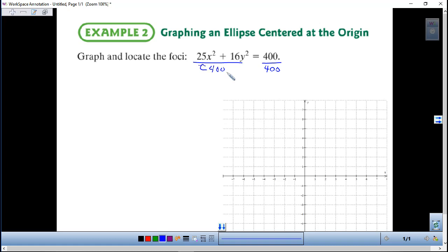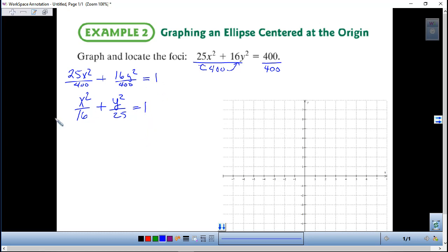Over here, remember, you have to divide 400 into both parts. So you've got 25 x squared over 400 plus 16 y squared over 400. And all you want to do now is just simplify that. Well, 25 will go into 400 16 times. So you get x squared over 16, and then 16 goes into 400 25 times. So you get y squared over 25, and then that's going to equal 1 on the other side.